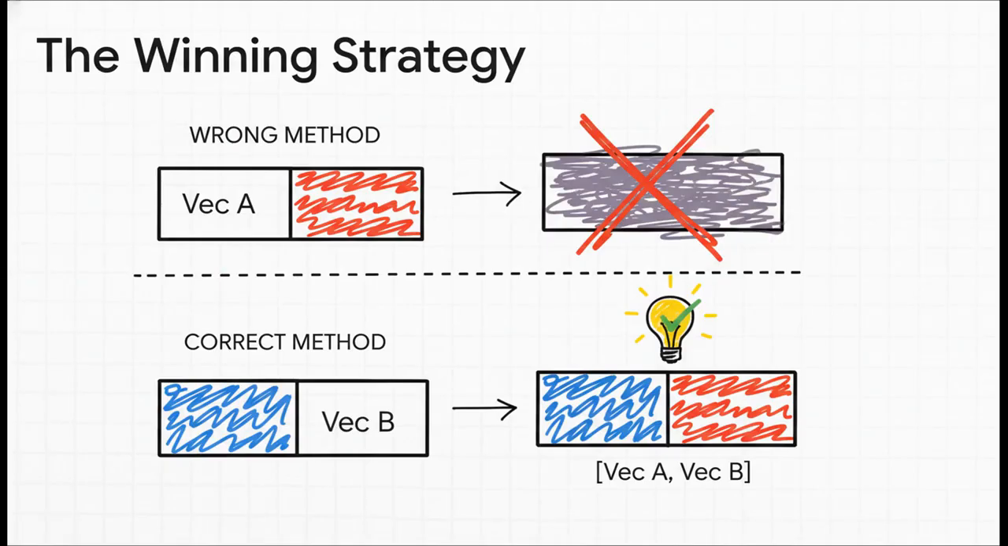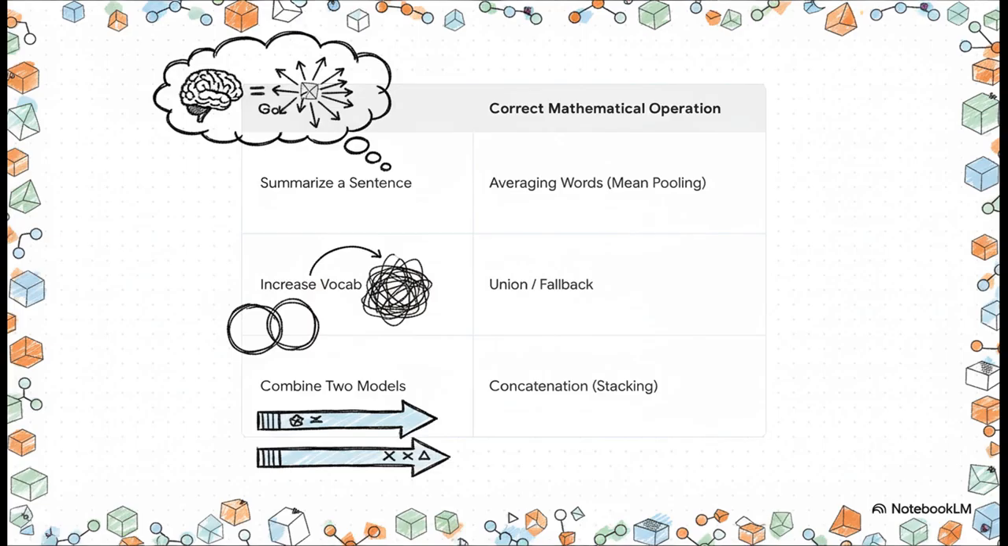The much smarter solution, the winning strategy, was something called concatenation. So instead of averaging and just blurring all the information together, they stacked the vectors from each model side by side. This creates a new, richer, higher dimensional vector that actually preserves the unique wisdom of both models. It lets the AI learn which map to read for which specific task. And this, right here, is the key takeaway, all laid out. If you want to get the gist of a sentence, yeah, you can average the words, but within one model. If you just need more vocabulary, you use a fallback system. But if you want to combine the actual strengths of two different models, you have to concatenate. It's all about using the right mathematical tool for the linguistic job.